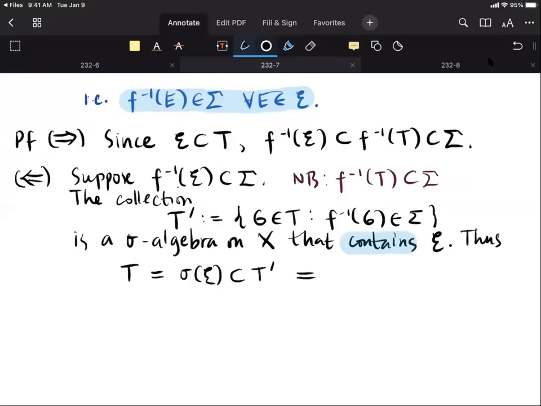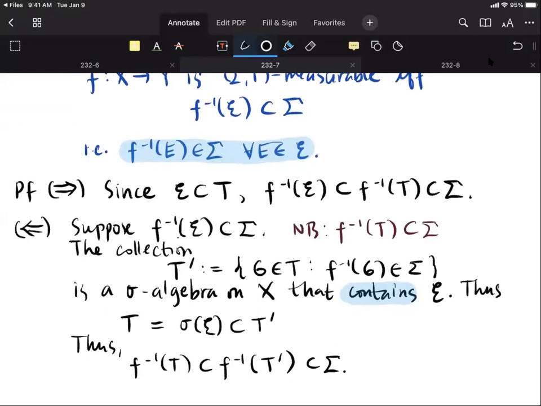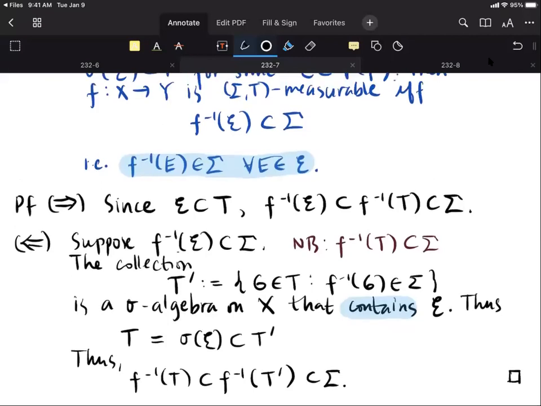And this implies that the inverse image of T is a subset of the inverse image of T prime. But since elements of T prime have inverse images that are in sigma, this is a subset of sigma. And that's the end of the proof of this theorem. So therefore, F is measurable.